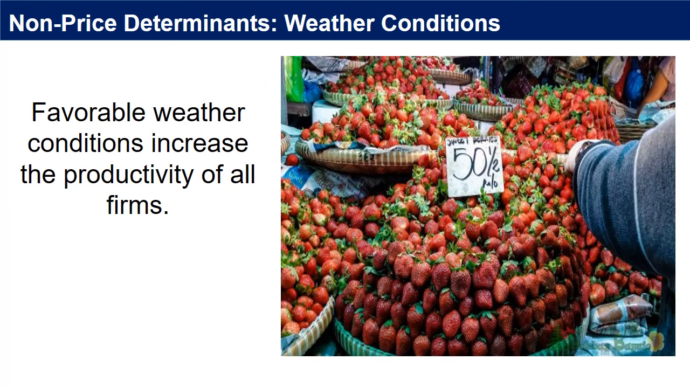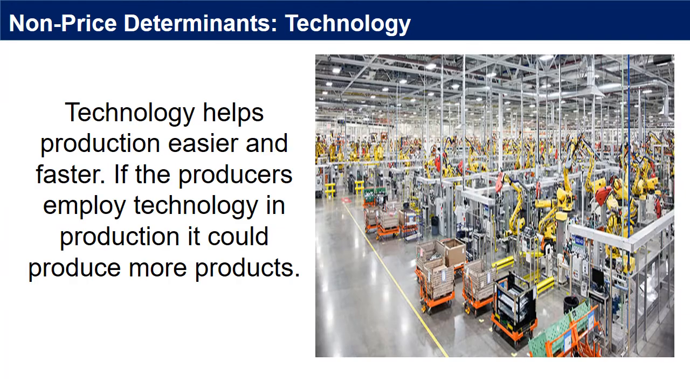Favorable weather conditions increase the productivity of all firms. Weather condition also affects the number of supplies, let's say in Baguio, which is known for their strawberries. Because of the weather in Baguio, they can produce more strawberries. However, unfavorable weather and natural disasters disrupt the production of firms. Technology makes production easier and faster. If the producers employ technology in production, they could produce more products.